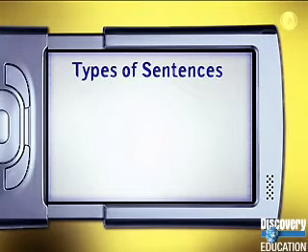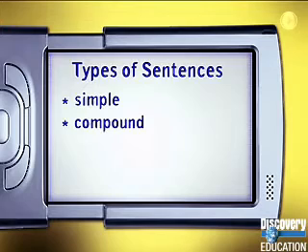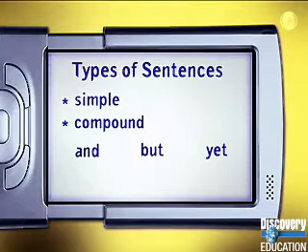Writers use different types of sentences for variety. A simple sentence expresses one complete, independent thought. A compound sentence joins two simple sentences by using a conjunction. The conjunction "and" shows related ideas, "but" and "yet" show contrasting ideas. "So" shows the dependence of the second idea on the first.